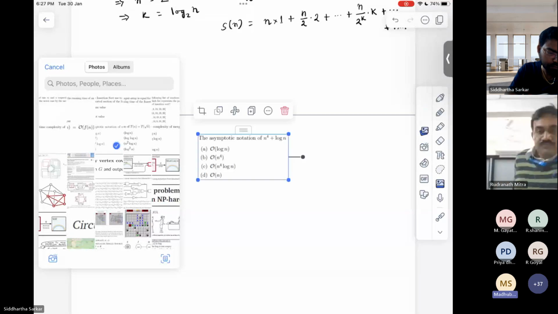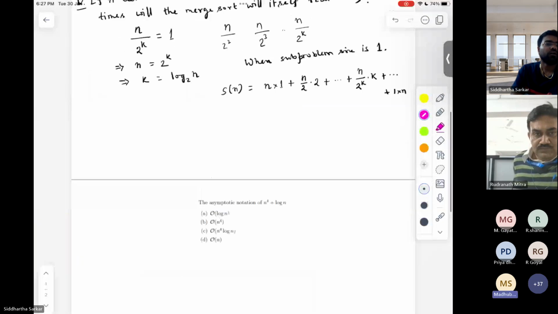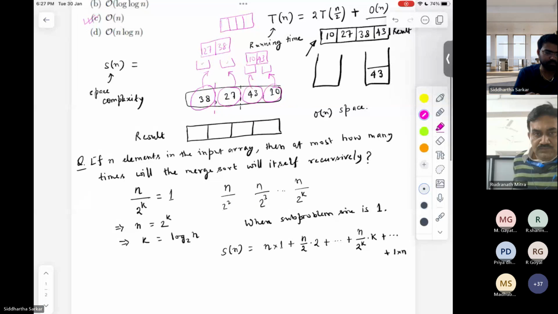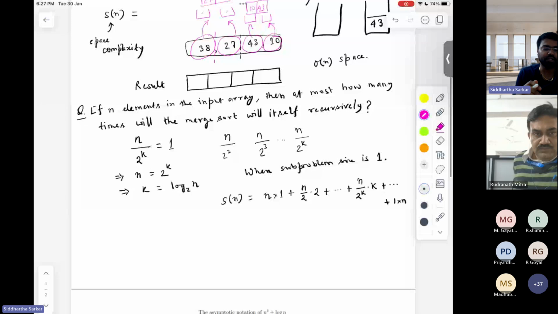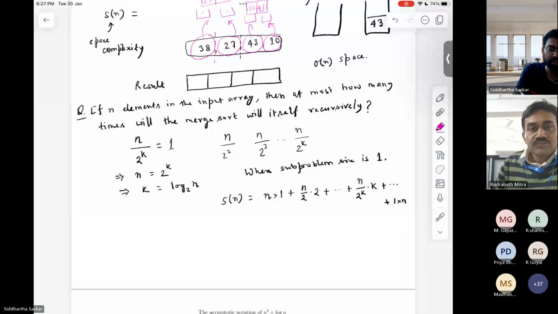So will it be the same in case the array size is an odd number? Yeah, the odd number case is a bit complicated. Here we will not be able to divide the array into two equal parts, but asymptotically it is going to be the same. Asymptotically, in the sense, means in order notation.